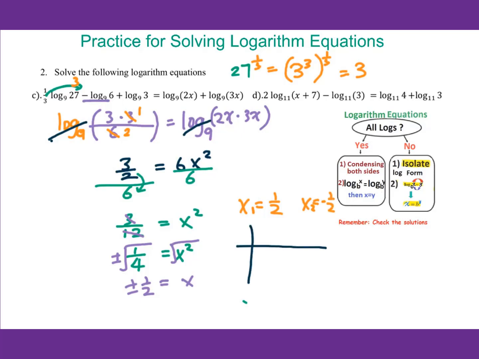So check the solutions. We have 1/2 and negative 1/2. Look at the arguments. We have 2x and we have 3x.